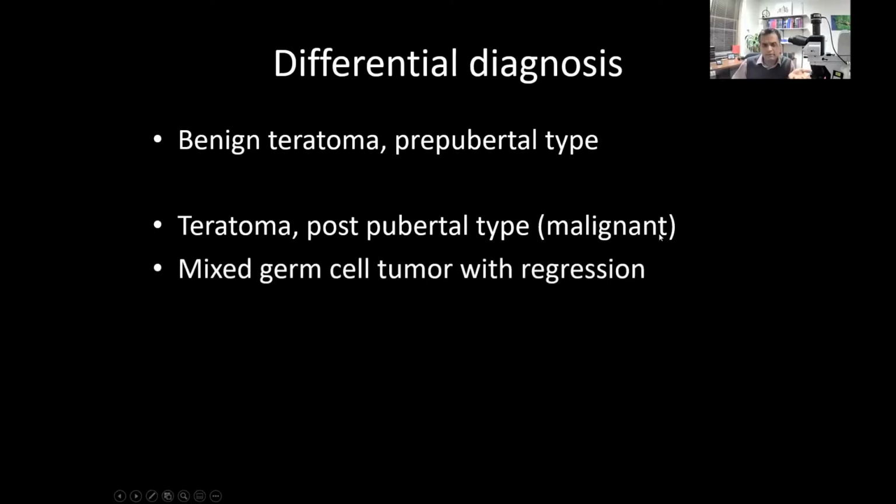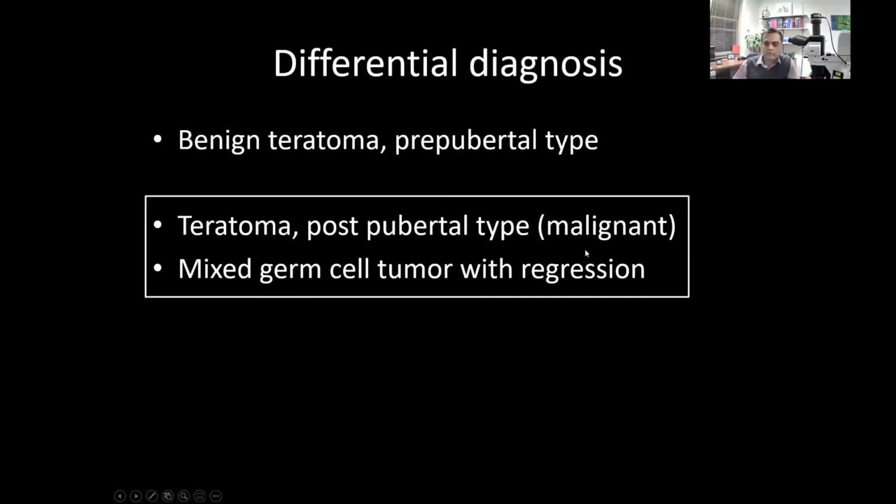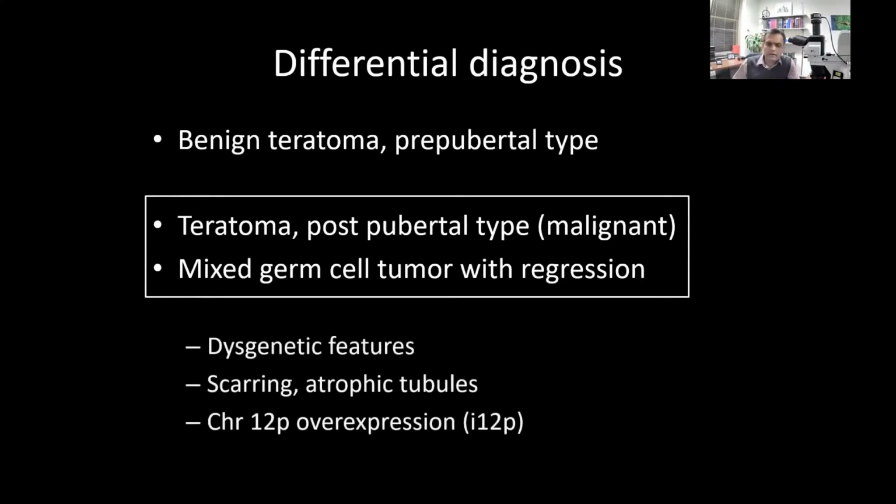And then the other possibility is maybe teratoma is just a component, and maybe this patient actually had a mixed germ cell tumor where the other components other than teratoma had undergone regression. So this is an uncommon phenomenon, but it's not very rare. We do see regression in many testicular germ cell tumors, right? Maybe this is what happened in this case. So to make a diagnosis of either of these, that is the post-pubertal type of teratoma, which is malignant, or a mixed germ cell tumor, we need to see dysgenetic features that I was talking about before.